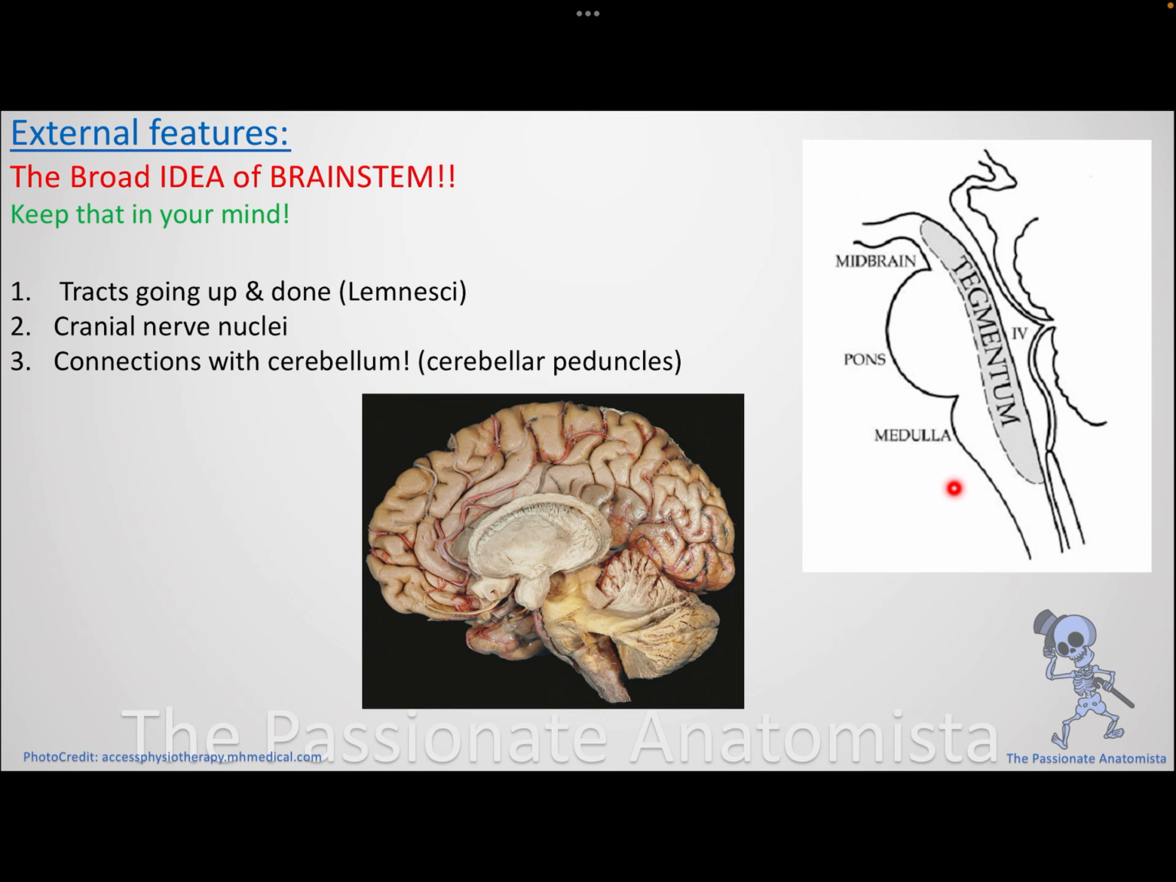Okay? So when you want to study the brainstem, remember that in the tegmentum, lemnisci, cranial nerve nuclei. What else? I have cerebellar peduncles. Superior cerebellar peduncle, middle cerebellar peduncle, inferior cerebellar peduncle. Number 3. If you look at your brainstem, this is the cerebellum posteriorly.